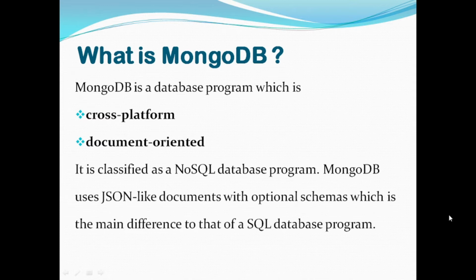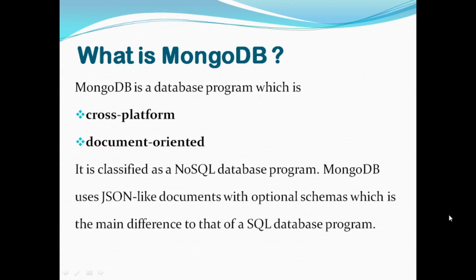MongoDB is a database program which is cross-platform as well as document-oriented. So what does cross-platform mean? It means we can use this MongoDB software on multiple computing platforms such as Linux, Windows, Mac OS and some other operating systems also. So what does document-oriented mean? A document-oriented database is a computer program designed for storing, retrieving and managing document-oriented information, which can also be called semi-structured data.